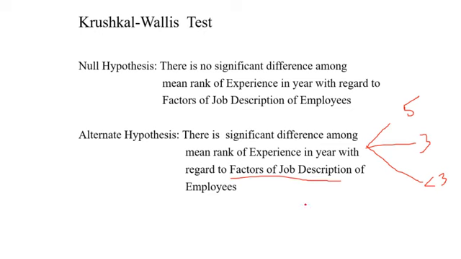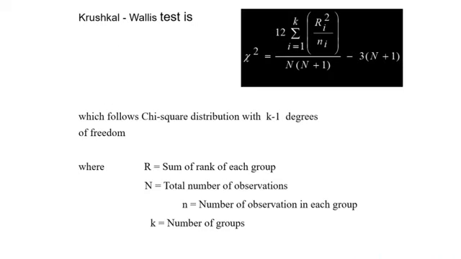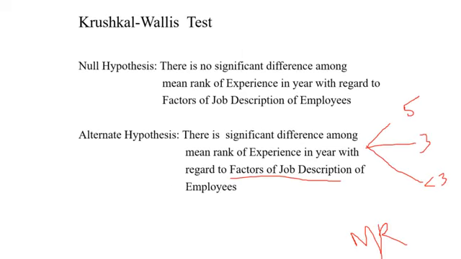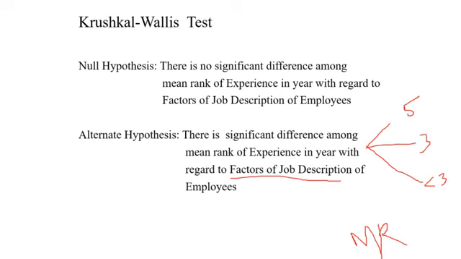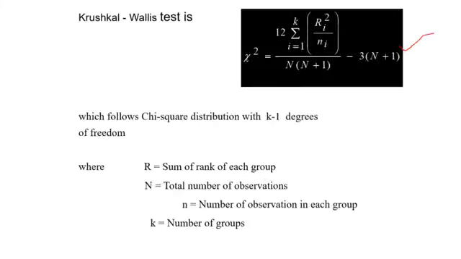Fine. In the job description variable, you are comparing these three groups on mean rank. Then we'll go for the Kruskal-Wallis test. This is the formula for the Kruskal-Wallis test, and this is the explanation. Kruskal-Wallis is again a widely used non-parametric test. We'll go for one-way ANOVA in most cases, and when you are unable to go for a parametric one-way ANOVA, you'll go for a Kruskal-Wallis test. The next and last test you will see in the non-parametric tests is the Friedman test.